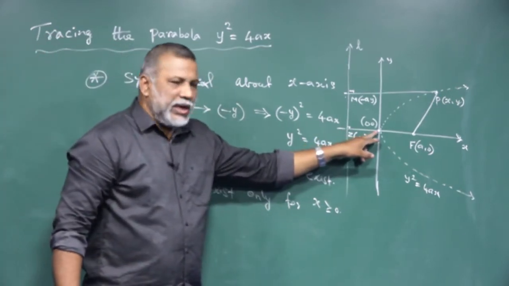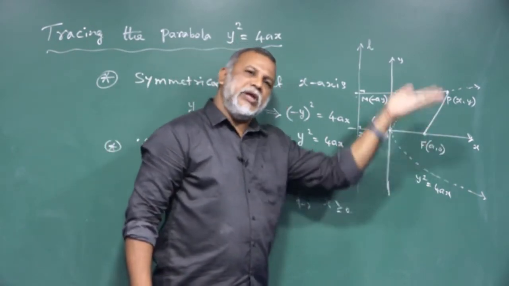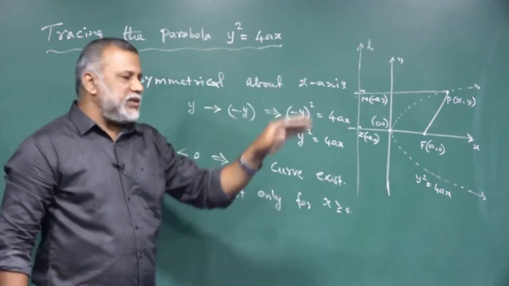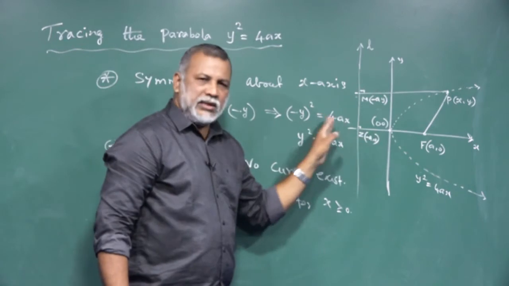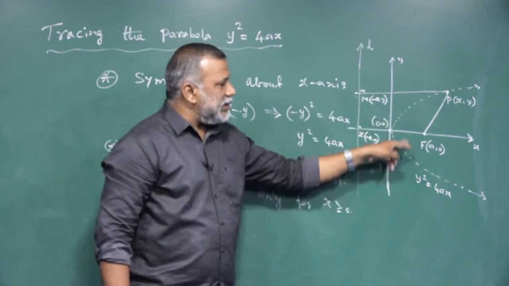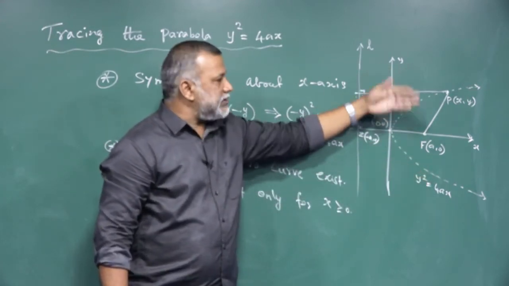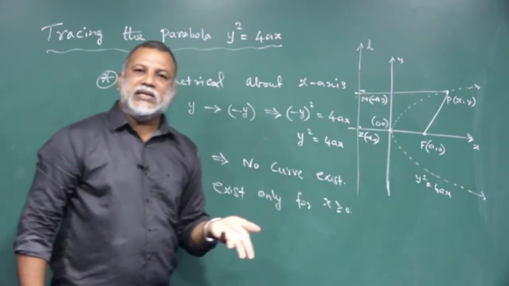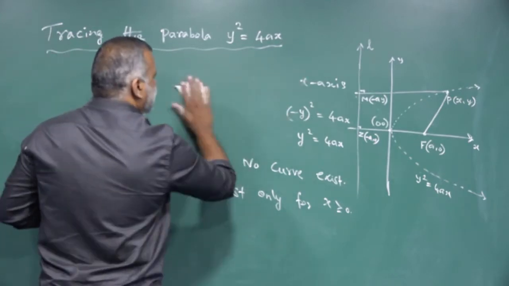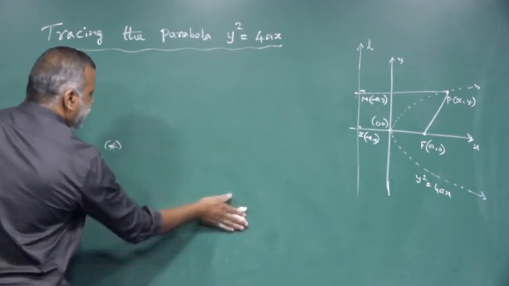See, the curve exists only for x greater than or equal to 0. Up to infinity it is going on. For all the values x greater than or equal to 0, up to infinity it is traveling. For x less than 0, no curve exists. This is called symmetrical about the x-axis. See the dotted lines: above and below the x-axis are identical portions. So this is the standard equation of the parabola y squared equal to 4ax. This is the diagrammatic explanation.